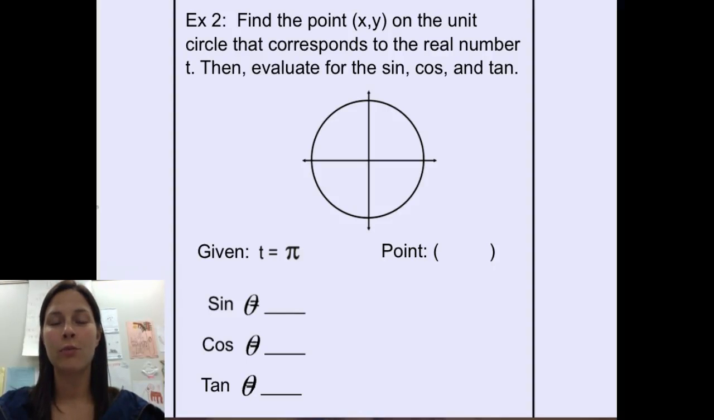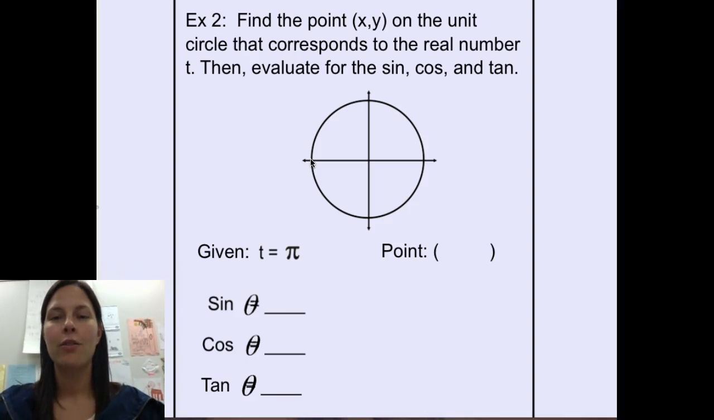I know that last video was quite long. I promise this one will go quickly. We're going to figure out the points on the unit circle and then evaluate the sine, cosine, and tangent. Remember, with the unit circle, sine is your y coordinate, cosine is your x coordinate, and tangent is y over x.